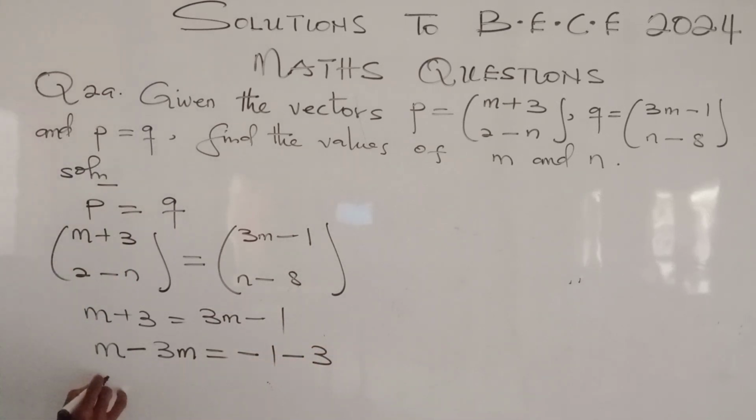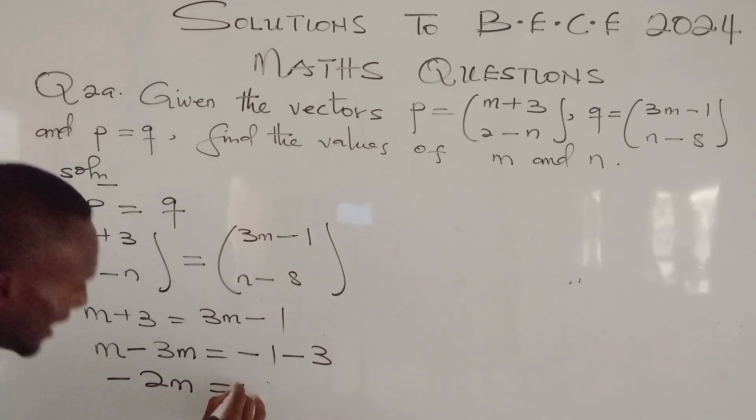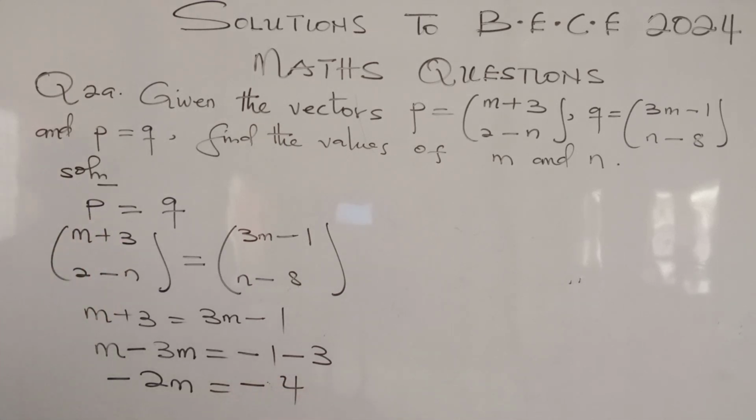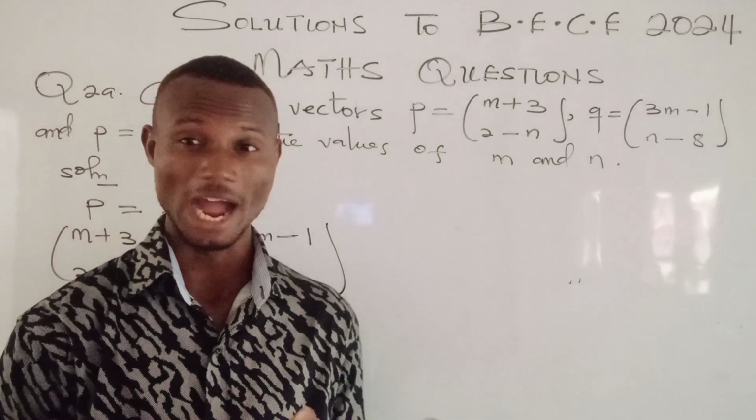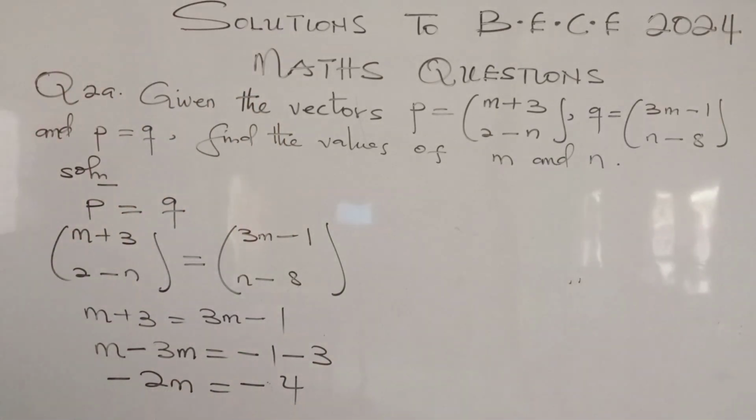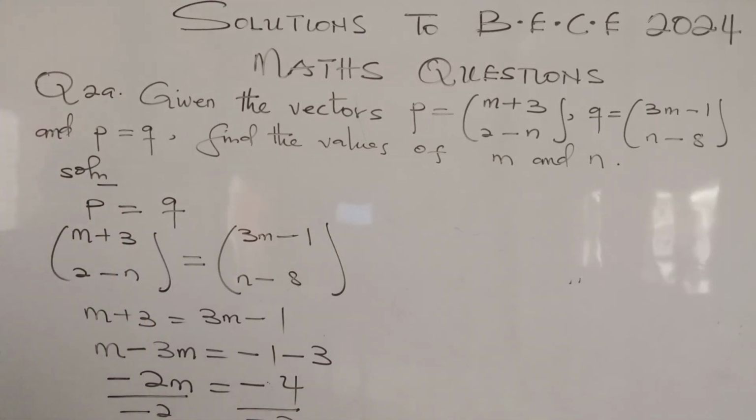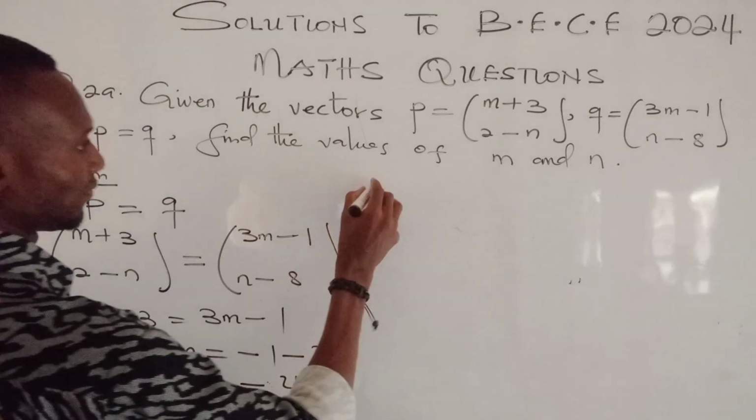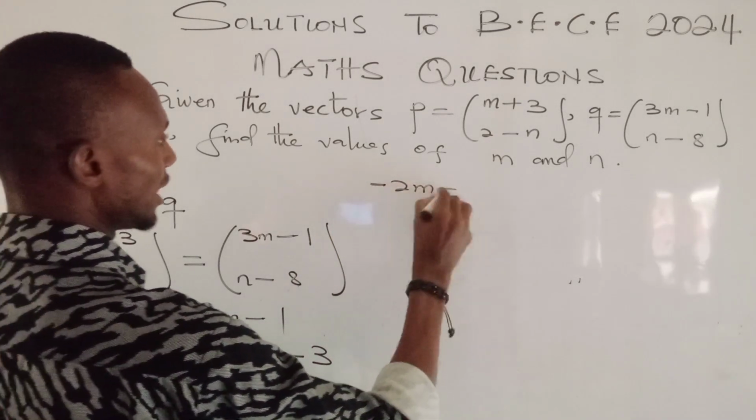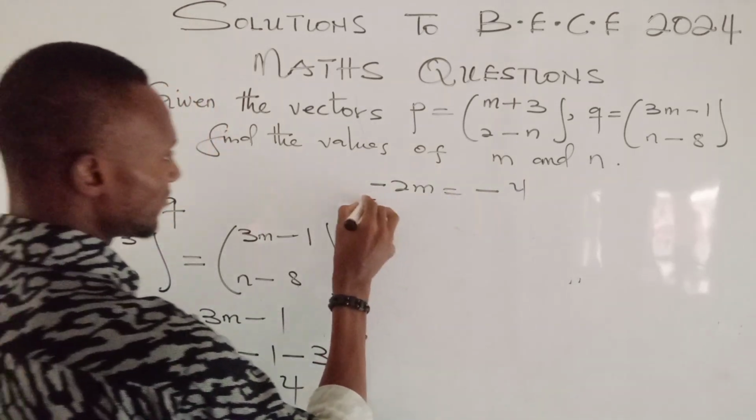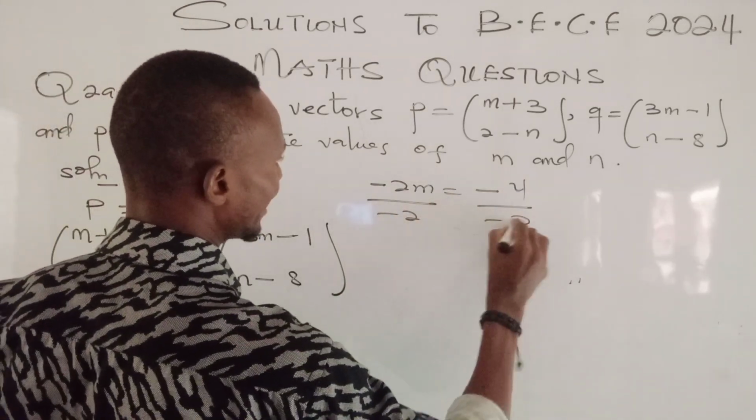m minus 3m gives me minus 2m equals minus 1 minus 3, which gives me minus 4. I hope you understand and you agree with me up to this point. Very simple. Now for us to get our m, we divide through by negative 2. I can see it's not clear from there, so let me clean it and let us continue from the other side. I have my minus 2m equals negative 4. So I'll divide here by negative 2, and I'll divide here also by negative 2.